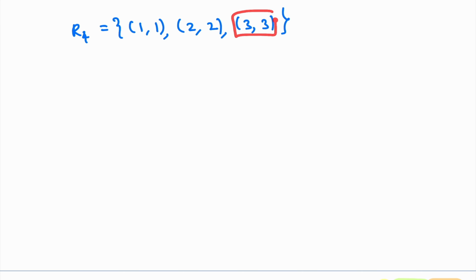And this ends with 3. Any other starts with 3? No. So in that case, we say this element passes the transitive test. All the elements pass the transitive test. So in this case, we say that this relation is transitive.